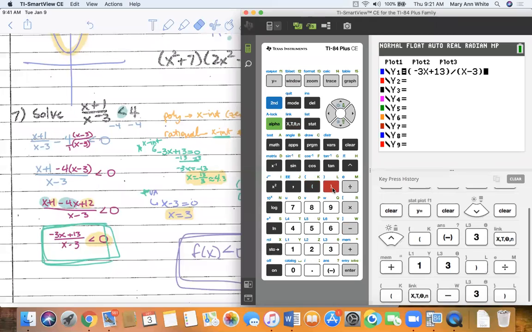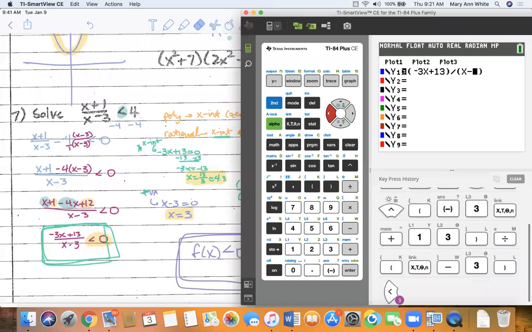I don't know if my calculator is just that much older than most of yours, but I'm very careful about putting parentheses in here, because I'm afraid if I don't, it will take it as just 13 divided by just x, and that's not what I want. I want the whole numerator divided by the whole denominator. So just make sure that it's represented that way on your calculator.